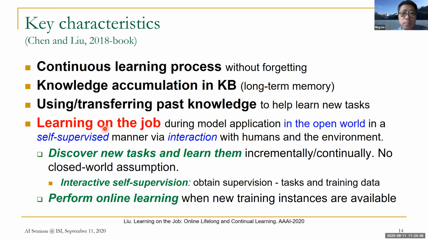The next thing is learning on the job. During model application, in the process of application, how do you do this learning in a self-supervised and interactive way? What do we mean by learning on the job? Of course, we discover a new task and learn it incrementally, without completely disrupting the system or retraining the whole thing from scratch. We call this interactive self-supervision, which basically means the system takes some initiative to interact with the environment and with people in order to confirm things which are important. We also need to perform online learning. In this kind of system, you have some basic capabilities, and as time goes by, you see more things, get more training data, and become more intelligent and more knowledgeable.